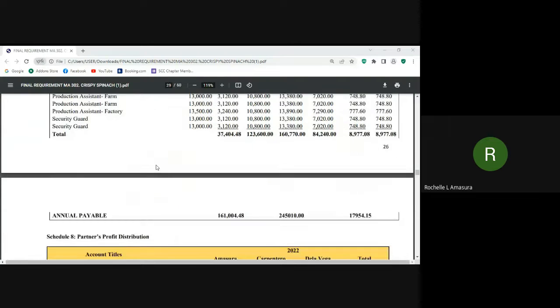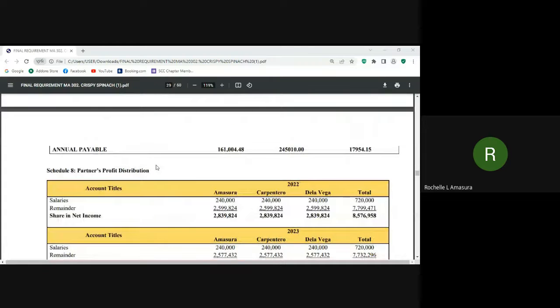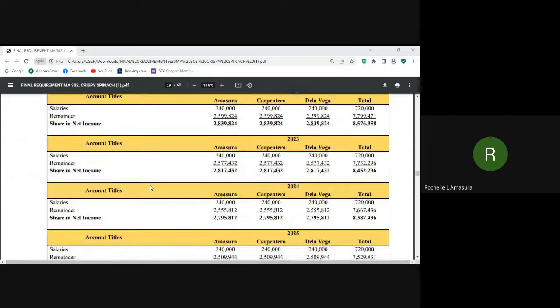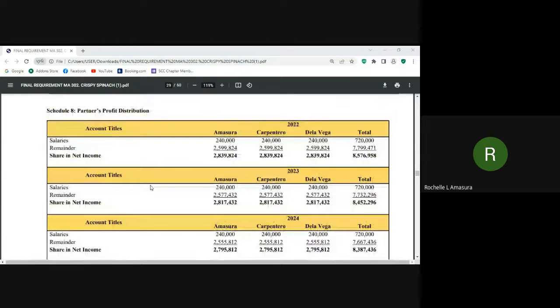The next is Schedule 8, Partners Profit Distribution. Ni account titles. Same magyapon ni sila procedure. And next, the withdrawals.